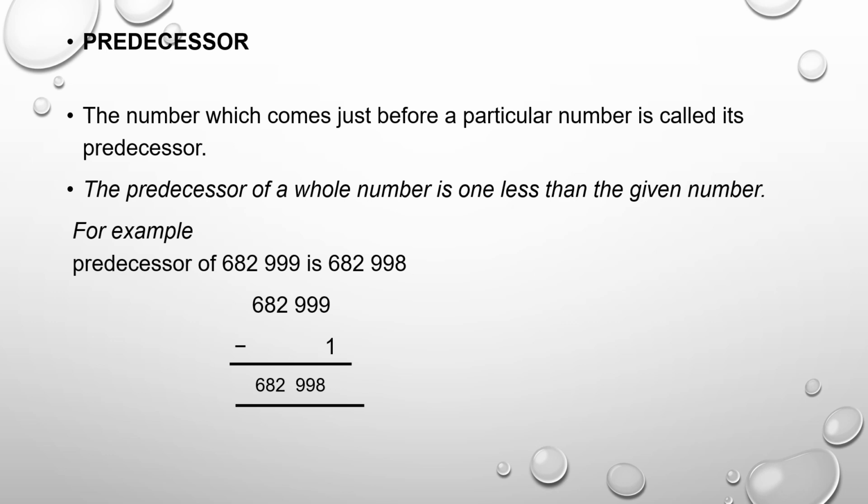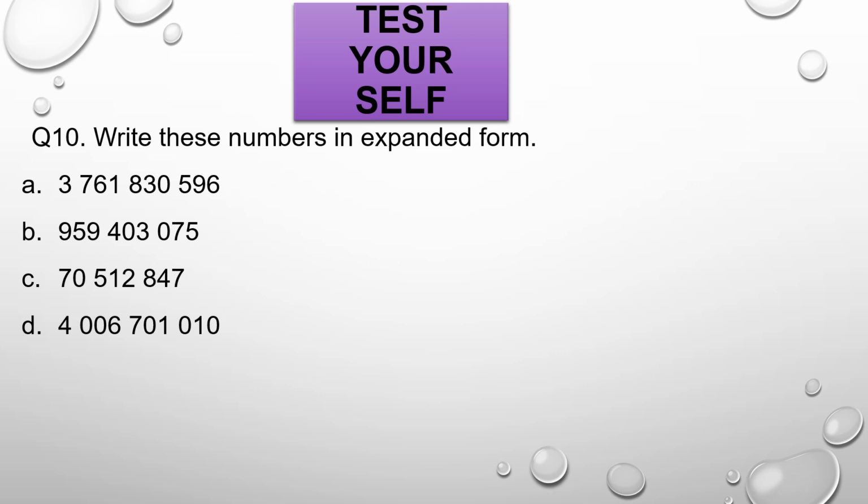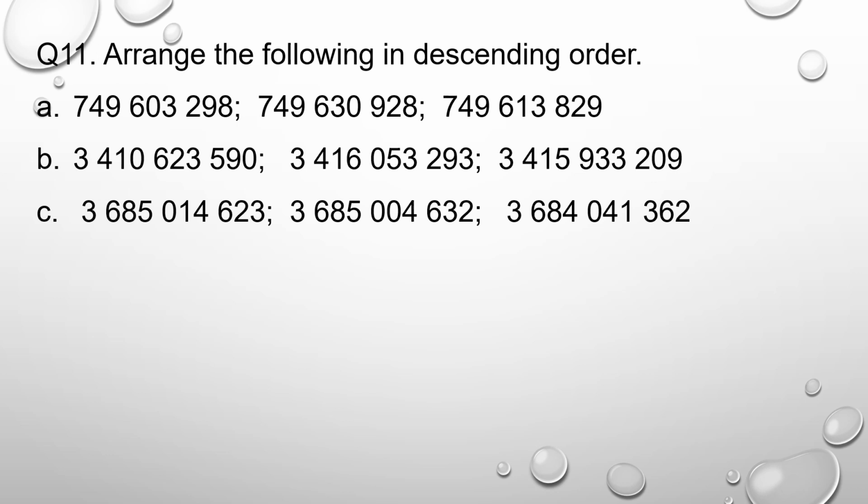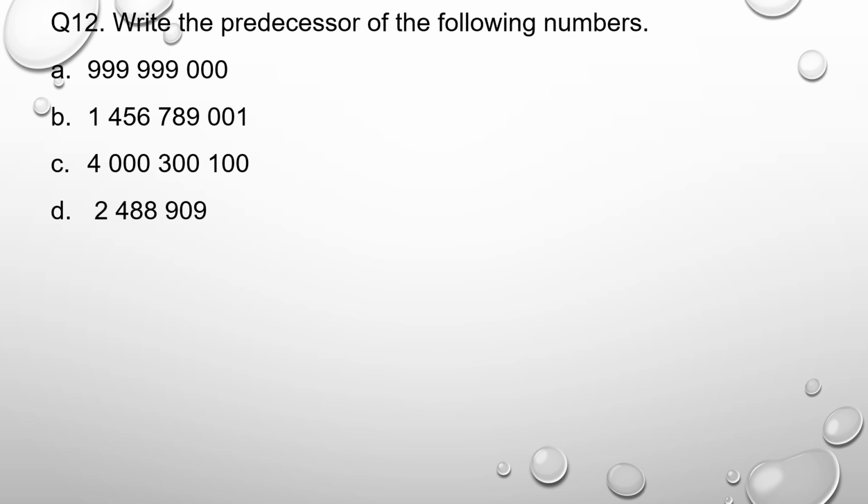Now after learning this, I hope that you are now able to do question number 10 of exercise number 1A, that is, write these numbers in expanded form. Question number 11, that is, arrange the following in descending order, D for down, and write the predecessor of the following numbers. Pre means before, so you have to subtract 1 from these numbers to calculate the predecessor.